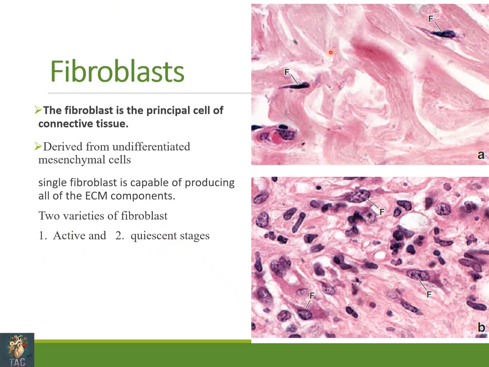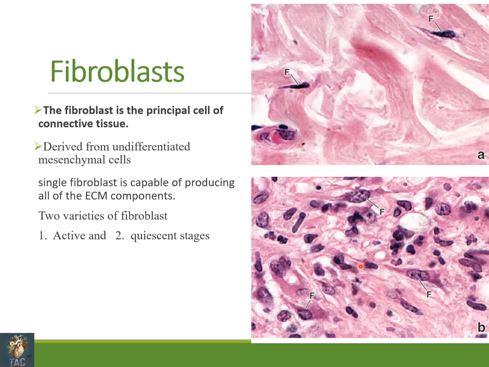Most of the time these are present in a quiescent stage, but they have the capability to differentiate into an active stage. So in these two diagrams, you can see this is the fibroblast, and in a routine H&E stained section, only the nucleus of the fibroblast is seen, while the cytoplasmic processes are difficult to identify because they blend with the surrounding connective tissue and the fibers.